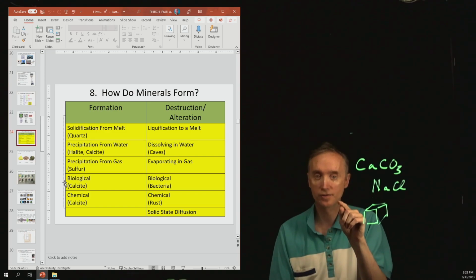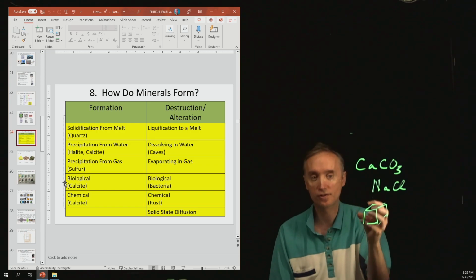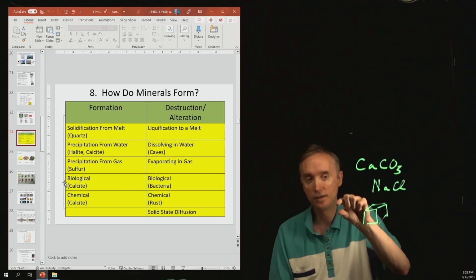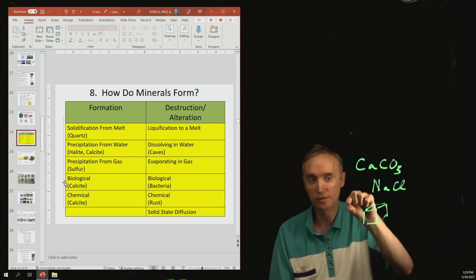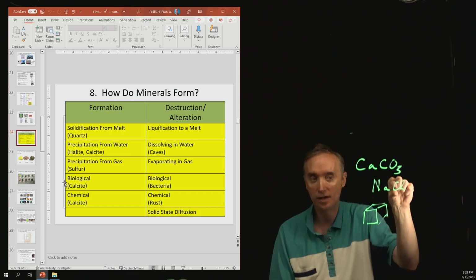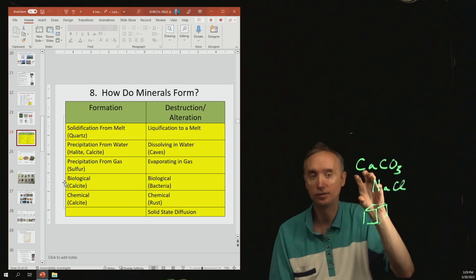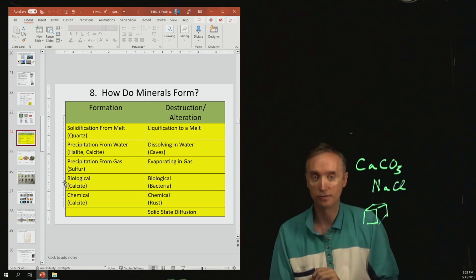But then there's also solid state diffusion, and so this is where you start with a mineral, but then the individual atoms migrate inside of it, and then that alters the structure, and therefore it alters what the mineral is.